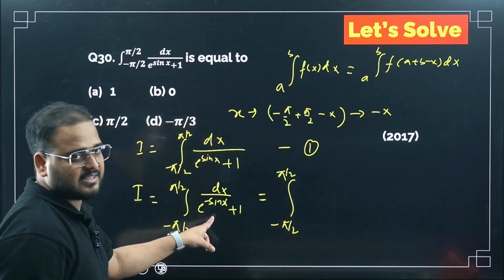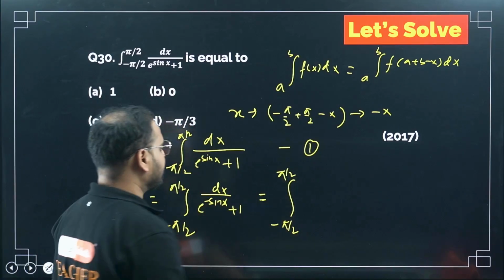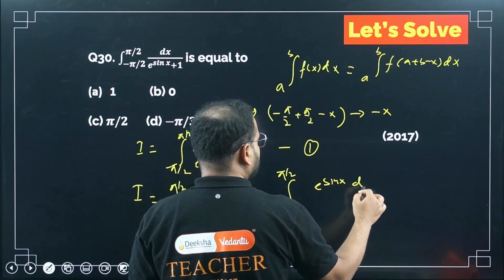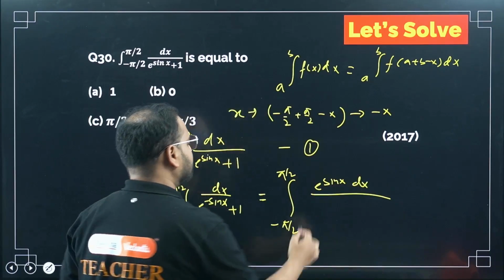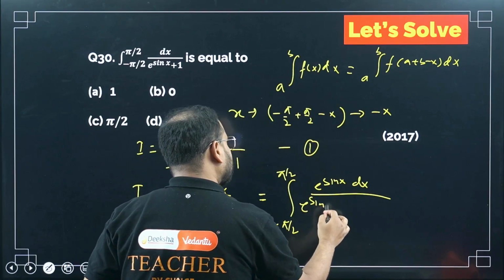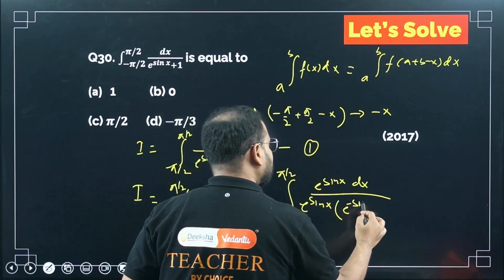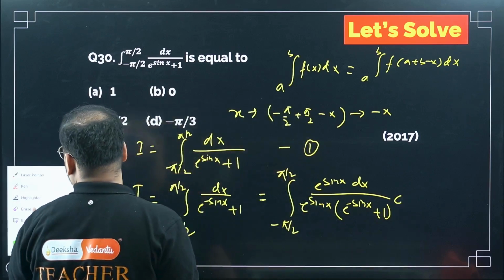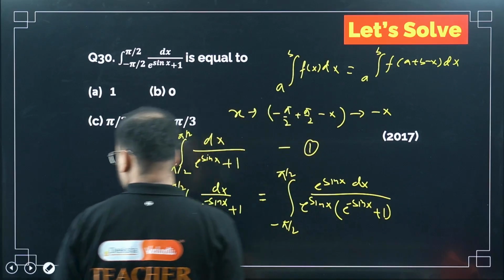Now e power minus sin x is there. I can multiply everything with e power sin x, both up and down. I get what? e power sin x dx. Over here also the same thing, e power sin x, e power minus sin x plus 1. Okay, dx I have already written, so no need to do this again.